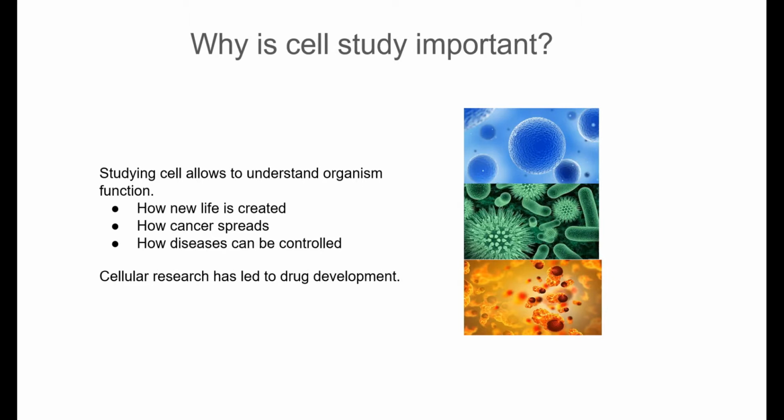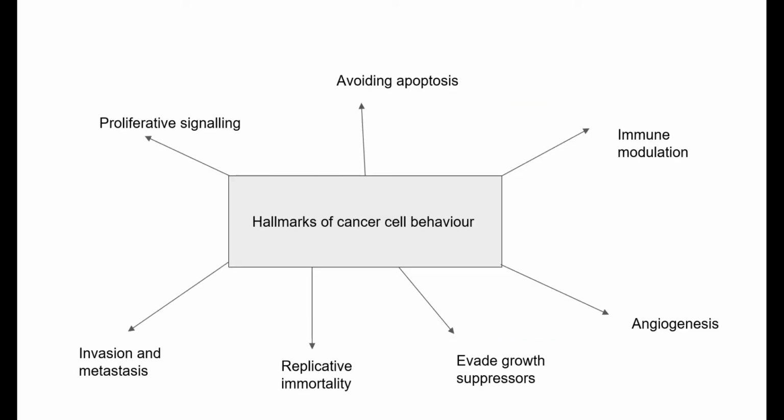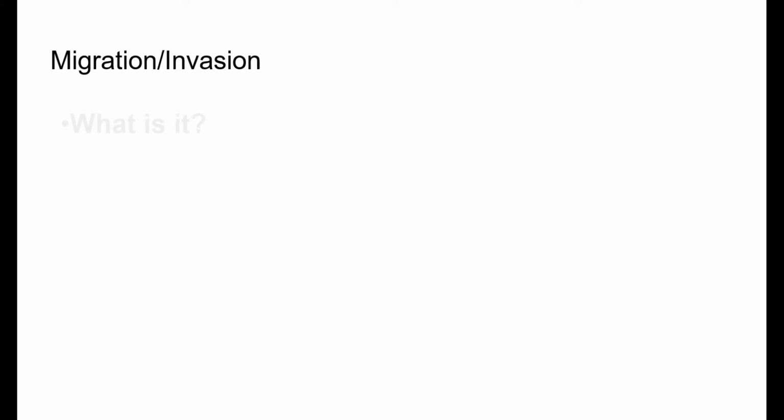So why is it important to be able to study cells in regards to cancer? Well, of course, ultimately we're able to better our understanding of cancer biology, which in turn helps us with drug development. So what are the hallmarks of cancer? I've put some up on the screen for us to see, and knowing that these are the hallmarks, we can actually observe these using various assays. And I'm going to give us some examples focusing on migration and invasion.